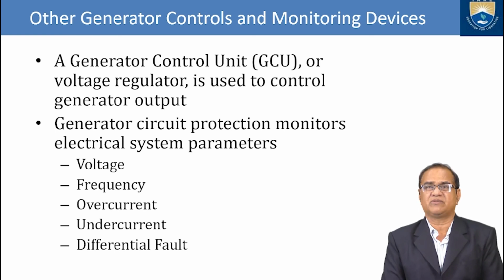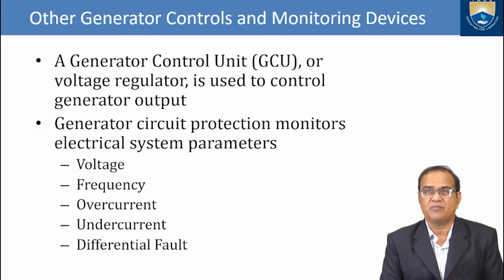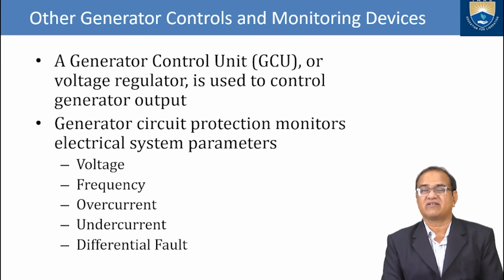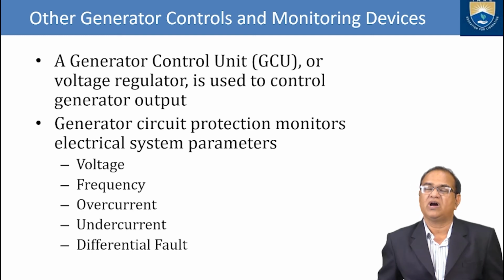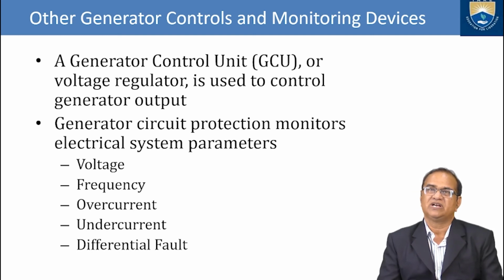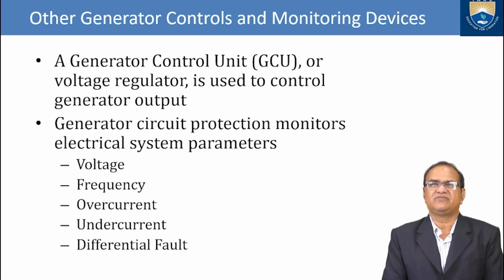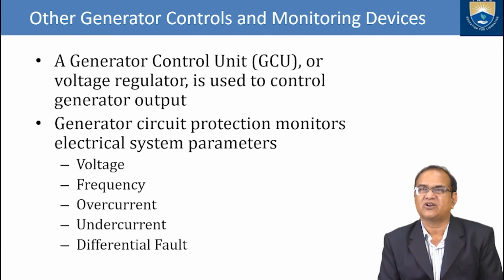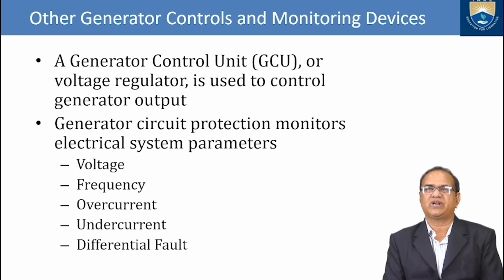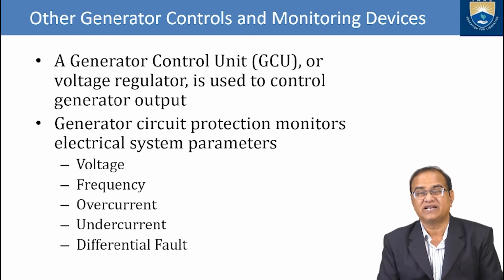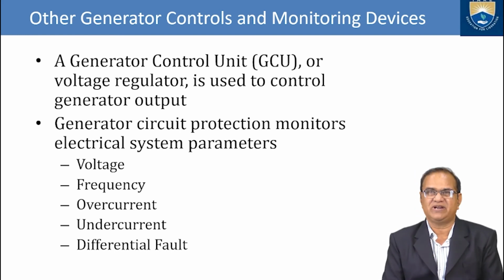I have just discussed some main components. Now I want to discuss some other generator control and monitoring devices. So what are the generator control units and how can we monitor and control? A generator control unit, GCU, or voltage regulator, is used to control generator output. So we need a generator output as per our requirement.